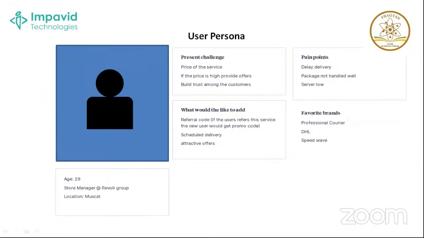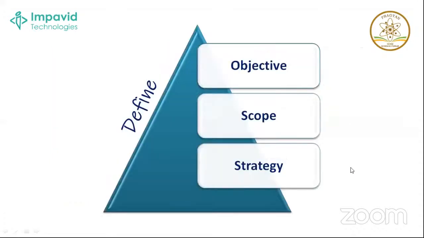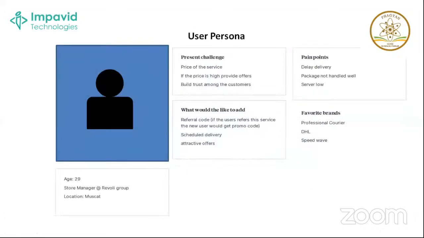There are a few tools. There is one tool called Milanote, where you can make use of this. So user persona is one method where you collect all the requirements based on the users. Whatever the user needs, you collect it.